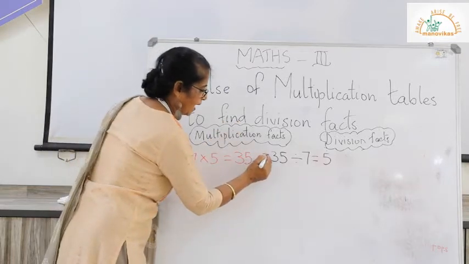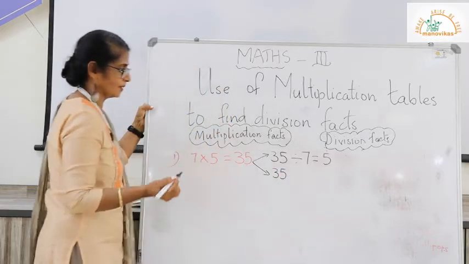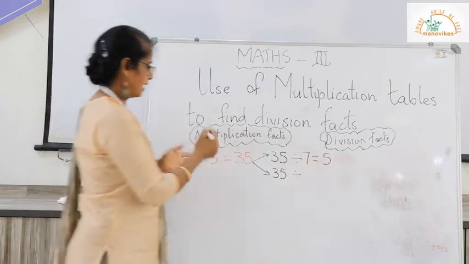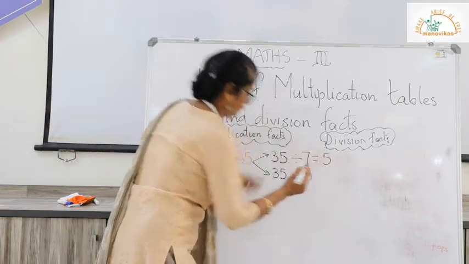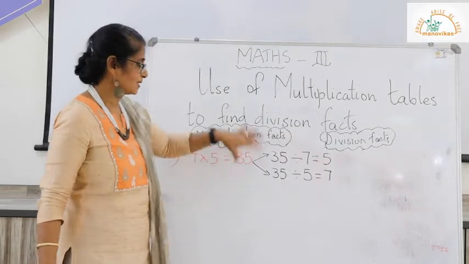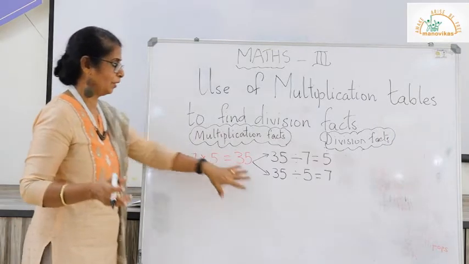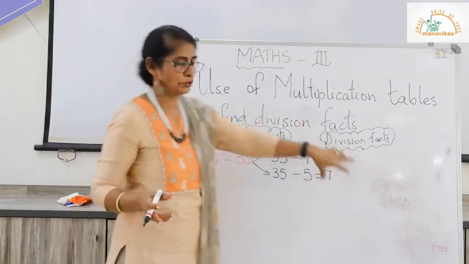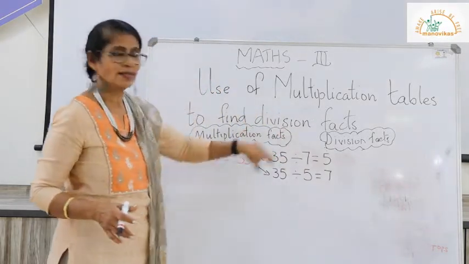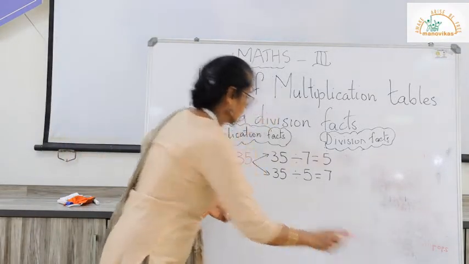Now for the second division fact, again we write 35, which is the dividend. We write the division sign and we divide it by 5. 35 divided by 5 will give us 7. This is very simple, but it's very important that you know your tables. If you know your tables, you can derive it. What I showed you earlier is how we can derive the division facts. This is a simple method compared to what the teacher had done earlier. Let us take another example.